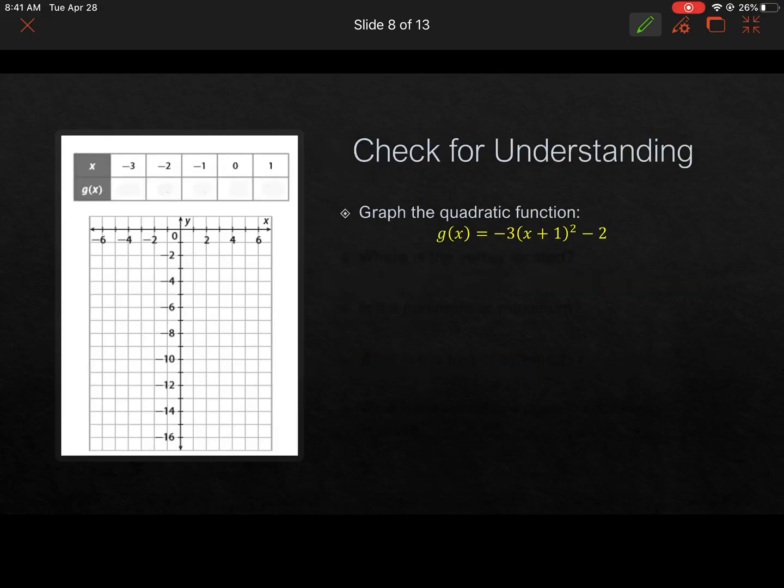All right, so let's see how well you're understanding this. Here's all the parameters in one function. So pause this, graph it, and you should be able to tell me a couple of different things by the time you're done.